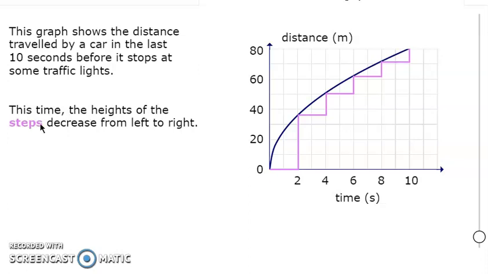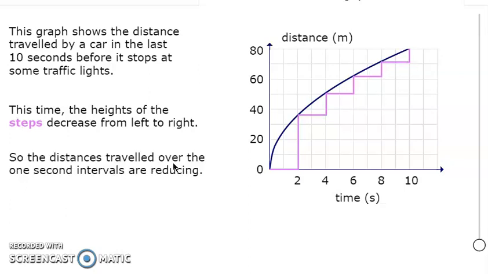This time the height of the steps decreases from left to right. From left to right, the distance is decreasing. So the distance traveled over the 1 second intervals is reducing. What kind of situation is explained here?